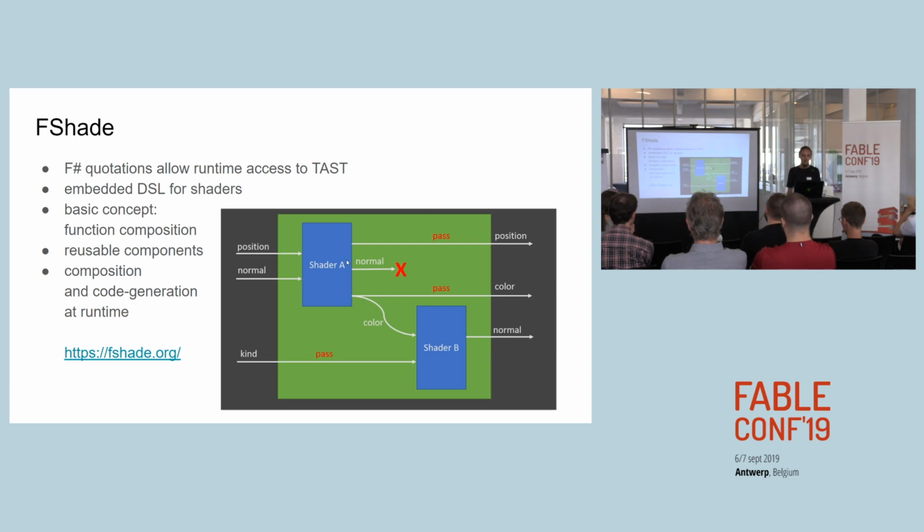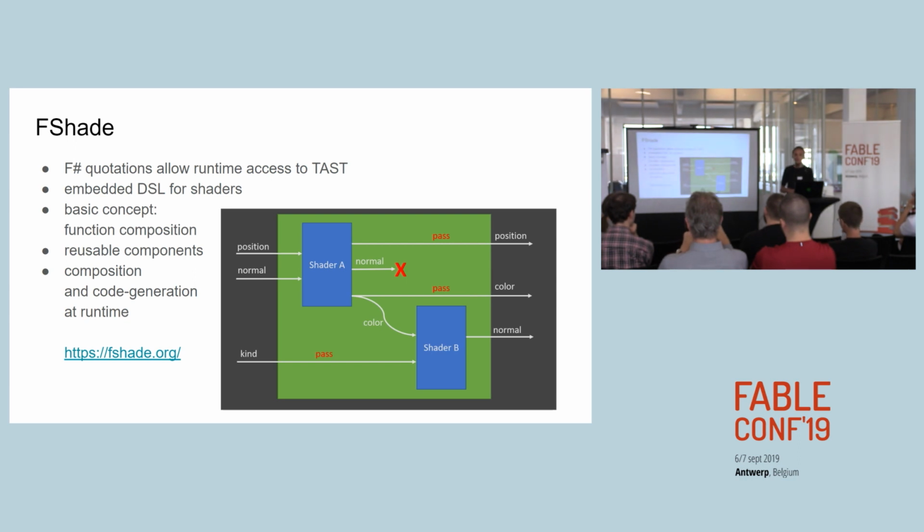So what we came up with is called FShade. It's basically using the F# quotation mechanism in order to get access to the code for our shader functions. It's realized as a fully embedded DSL in F#. And one of the main ideas for simplifying shader development was to use function composition: just compose several effects one after the other and pass the inputs around.